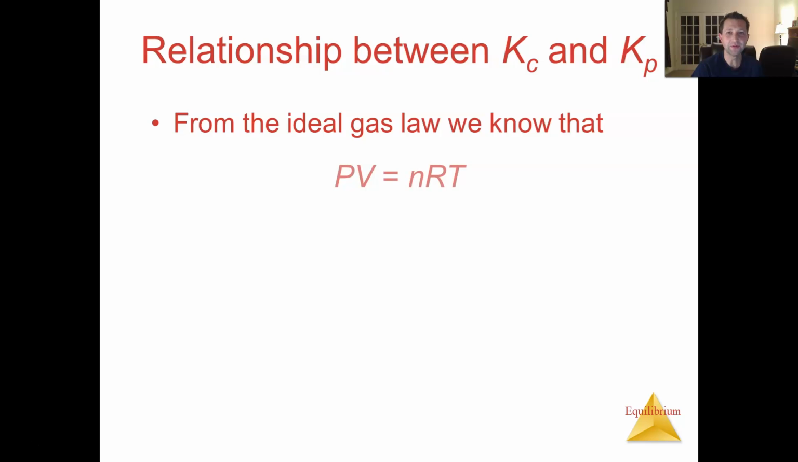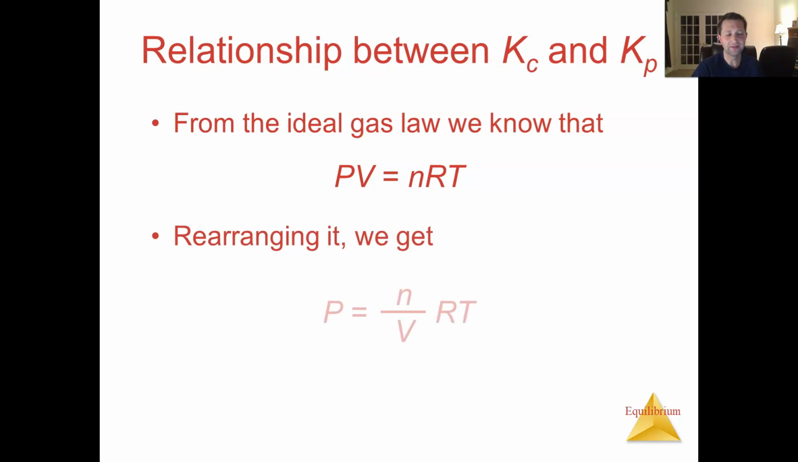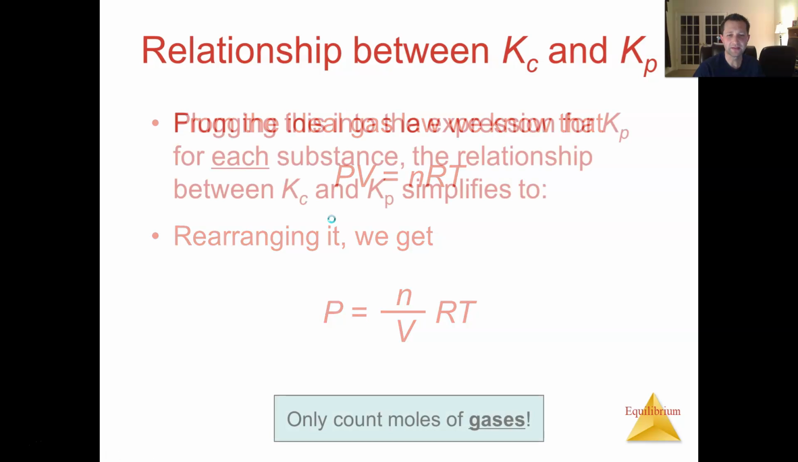What I can do is, once I know one of these, I could easily convert from one to the other. So I'm going to derive this very quickly here. Do not worry about how this is derived. But we have PV equals nRT, right? Ideal gas law. You could rearrange that and get P equals n over V RT, all right? Just reorganizing that.